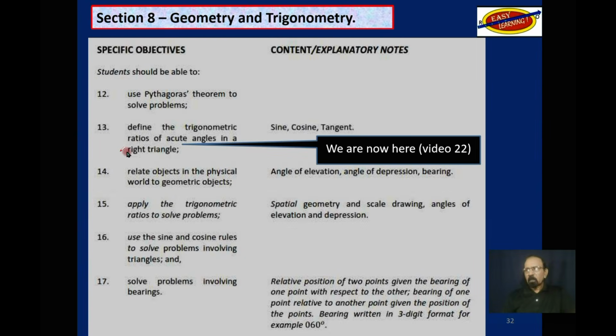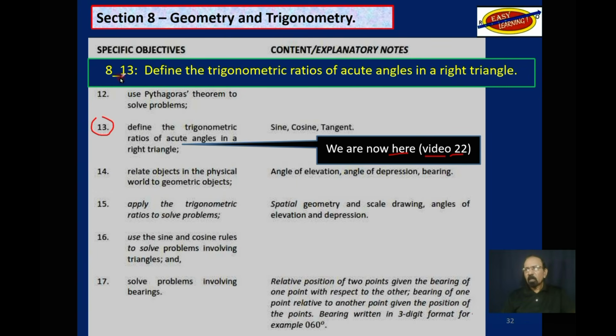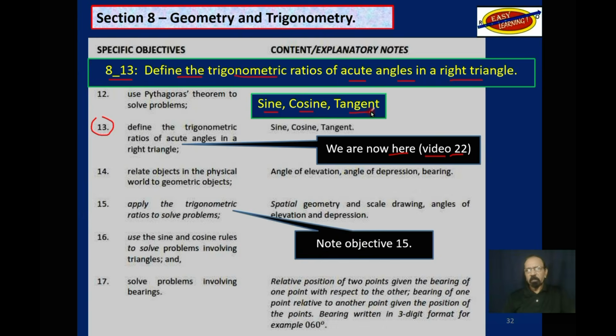So as I said, we are here, video 22, and it says objective 8_13, define the trigonometric ratios of acute angles in a right triangle. And then the 3 that you are supposed to be able to define are sine, cosine, and tangent.